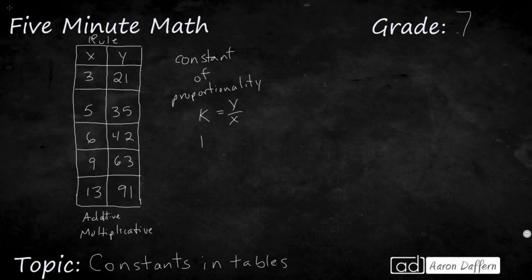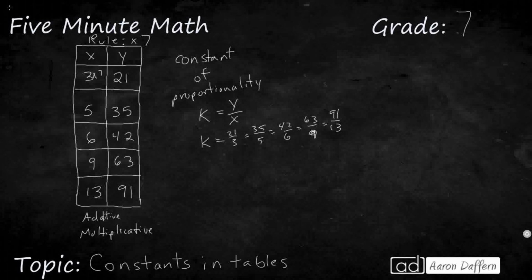So k equals, and I could just write a whole series of equivalent fractions, right? y over x, 21 over 3, or 35 over 5, so on and so forth. And hopefully, if you know your multiplication facts, you're thinking to yourself, well, that's easy. That's 7. Which, if you're thinking 7, you are correct. So that's also what we've been figuring out for years. We would just call it the rule. So when you have a multiplication rule times 7, that's actually the constant of proportionality.